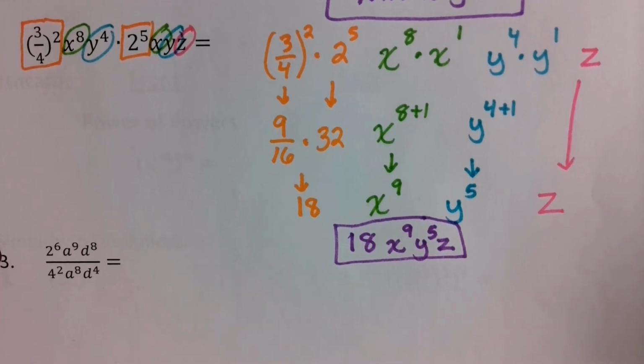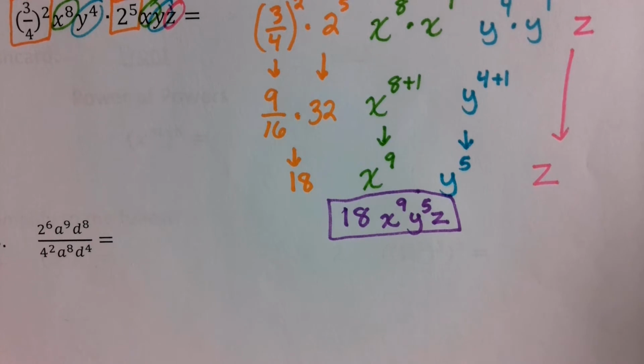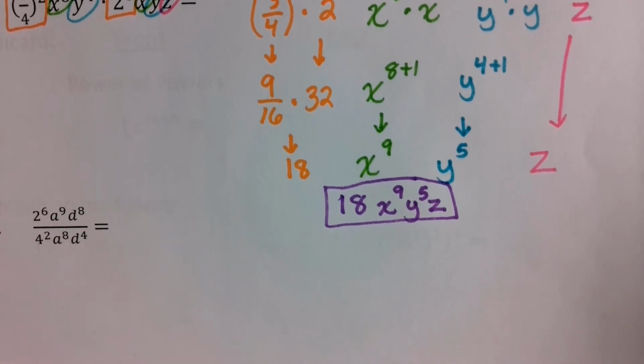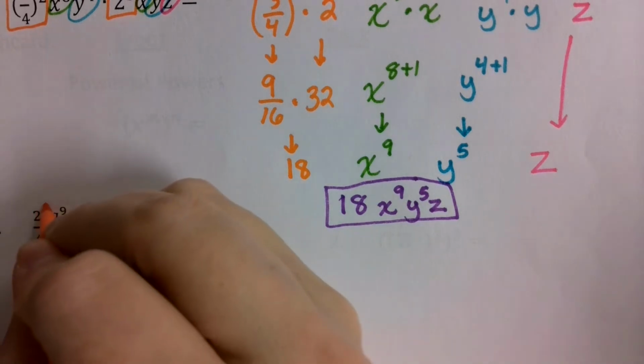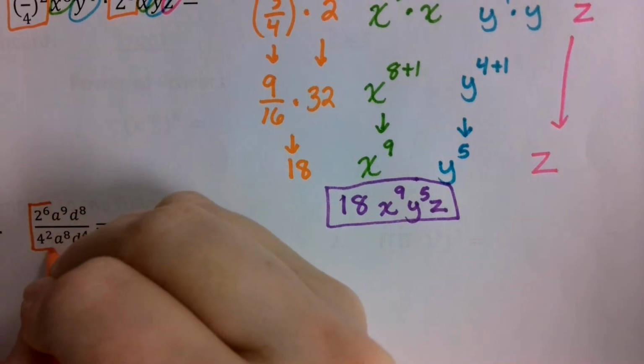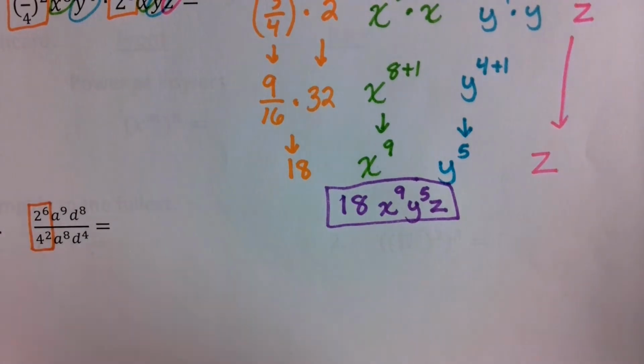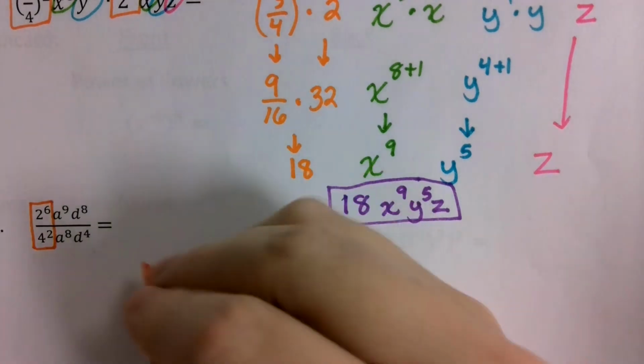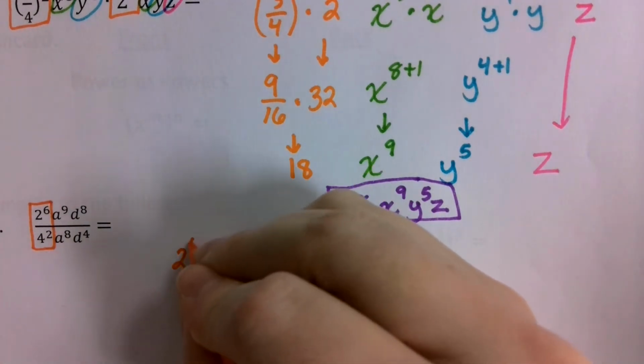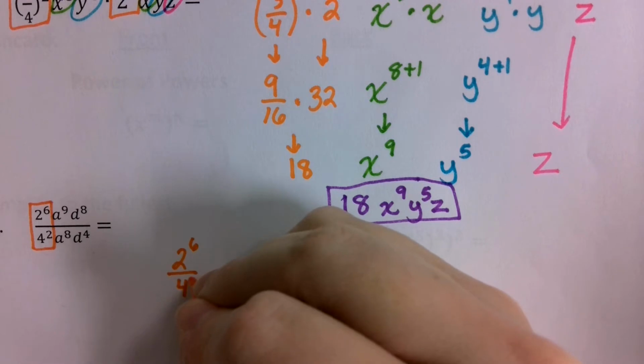3 and 4 are focusing on the quotient of powers. Quotient of powers. So we're first going to focus on the numbers. We have 2 to the 6th over 4 to the 2nd. So 2 to the 6th over 4 to the 2nd.